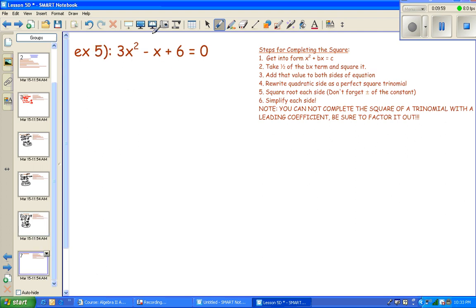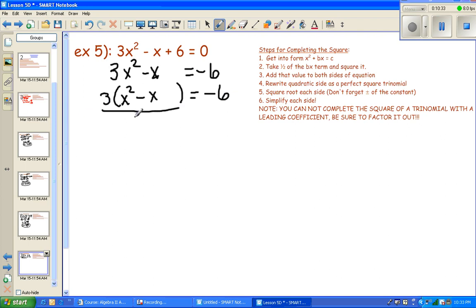All right, one last example. I put this one in here just so you can see what you're going to need to do if you're presented with a leading coefficient. All right, we talked about the first step is moving that constant over. And we also said, hey, we're not allowed to have a leading coefficient, so you've got to pull that out. So let's go ahead and get rid of it before we worry about completing the square. Divide by 3.